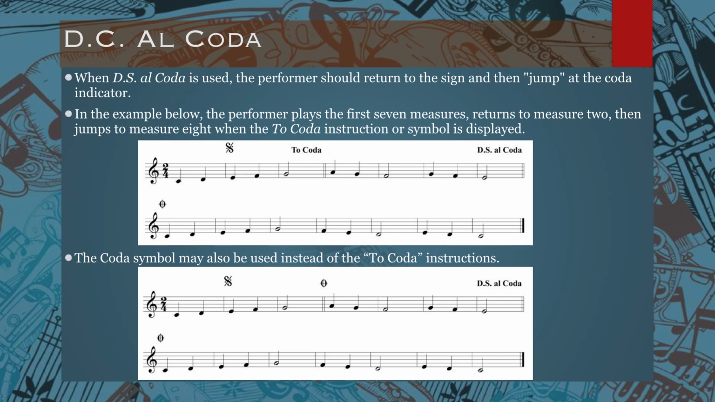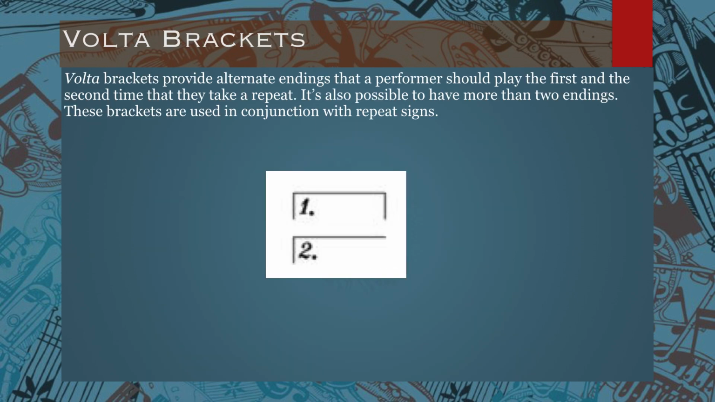Again, as with the other example, you can also just use the coda symbol instead of writing "to coda" in the actual instructions. Okay, our next thing, we've also got something called Volta brackets. These provide alternate endings that a performer should play the first and second time that they take a repeat. It's also possible to have more than 2 endings. These brackets are used in conjunction with repeat signs.